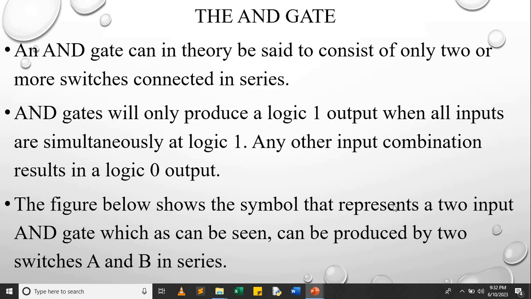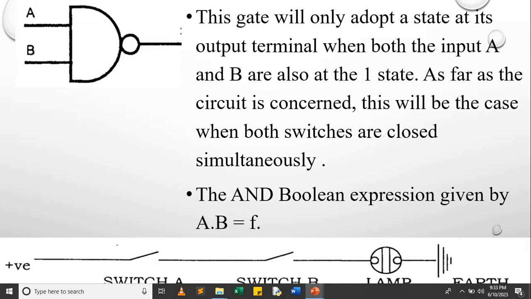The figure below shows the symbol that represents a 2-input AND gate, which can be produced by 2 switches A and B in series. You get switch A, switch B, then the lamp and the earth. If this one is open, even if you switch on this one, you will never have light, because you're getting the power from here, and if this is open, this one has no power, so you have an open circuit. You have nothing.